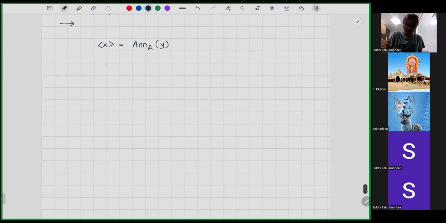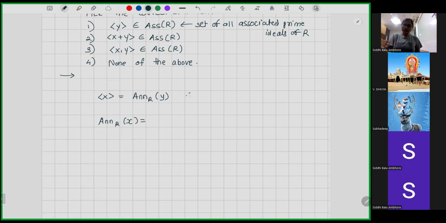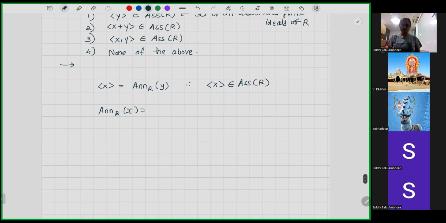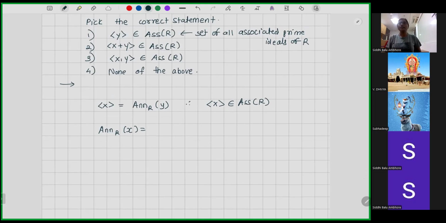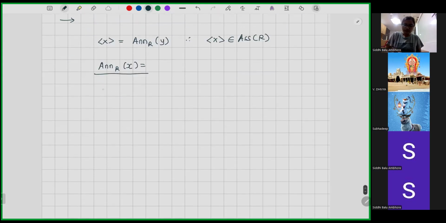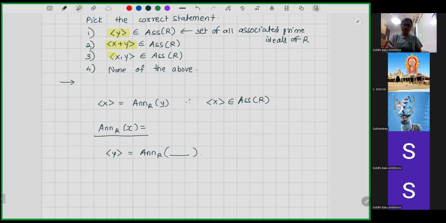Because the annihilator of x actually is, what? So therefore x belongs to the associated primes of R. Now, is y an associated prime of R? Any guesses whether y is? I'm asking whether y is the annihilator of some element here. Can you guess this element, or does there not exist such an element for which y is an associated prime? So we have to guess from these three. So is y an associated prime?